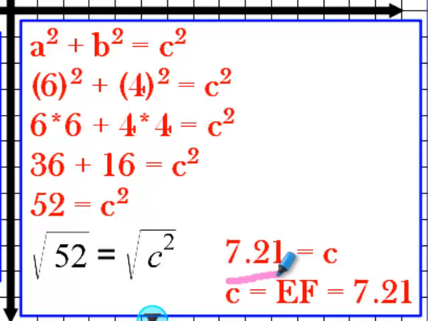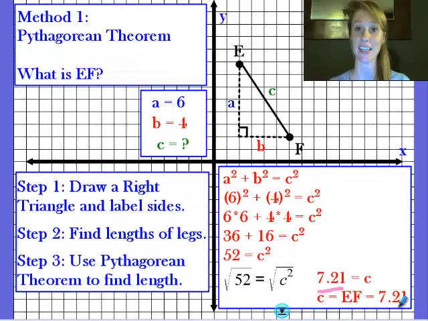It's rounded to the nearest hundredth, or 2 decimal places. And again, when I take the square root of C squared, I just get C. So I have found what C is. So C, or the length of EF, is 7.21. Great job, guys. You've used the Pythagorean theorem to find the length of a line segment on the coordinate plane.